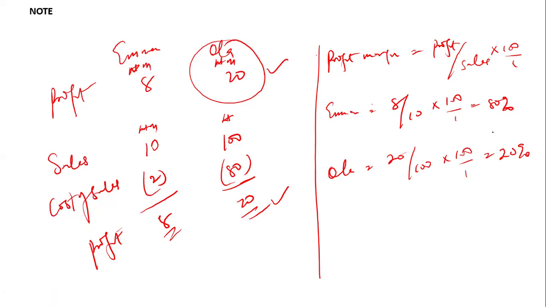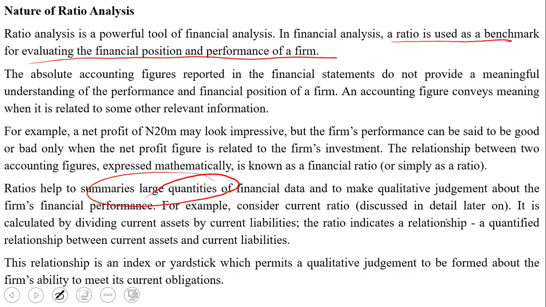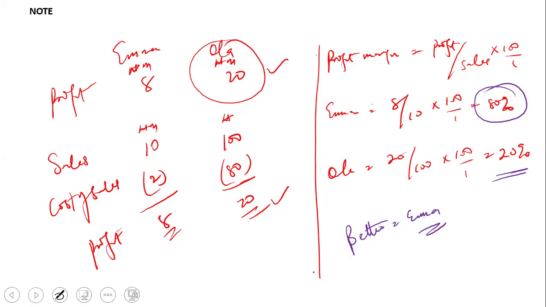Now this is where we need to pay attention. The profit performance of Emma is 80 and that of Ola is 20. So looking at it, who is the better of the two of them? Emma. So when we are looking at ratio, we do not just look at absolute figures. We look at the performance of the organization in respect to available items. That is what ratio does. You can see this relationship, index and yardstick permit quality judgment. Our earlier judgment picked Ola, but here we can see that Emma is actually the one doing better.